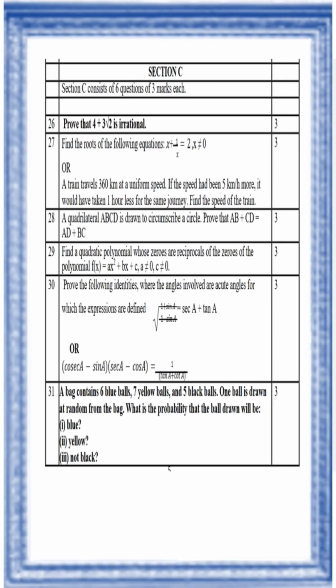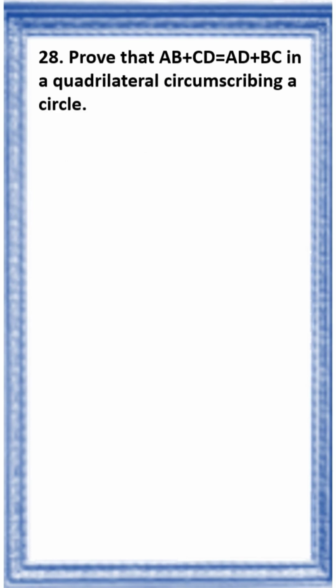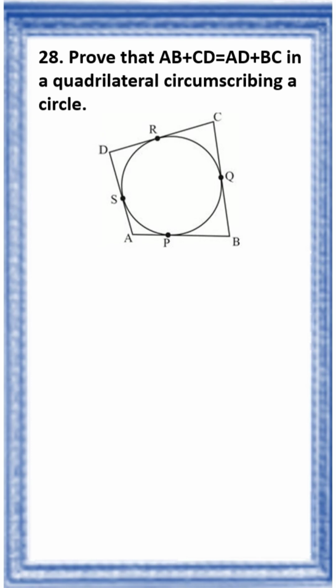Now let us solve the 28th question from section C. The question is, prove that AB plus CD is equal to AD plus BC in a quadrilateral circumscribing a circle. Now let us have a quadrilateral ABCD which circumscribes the circle.